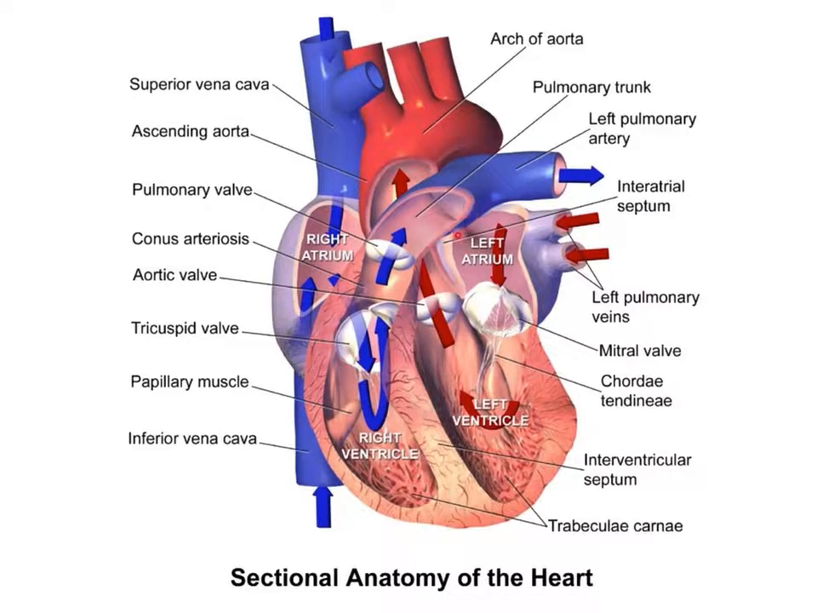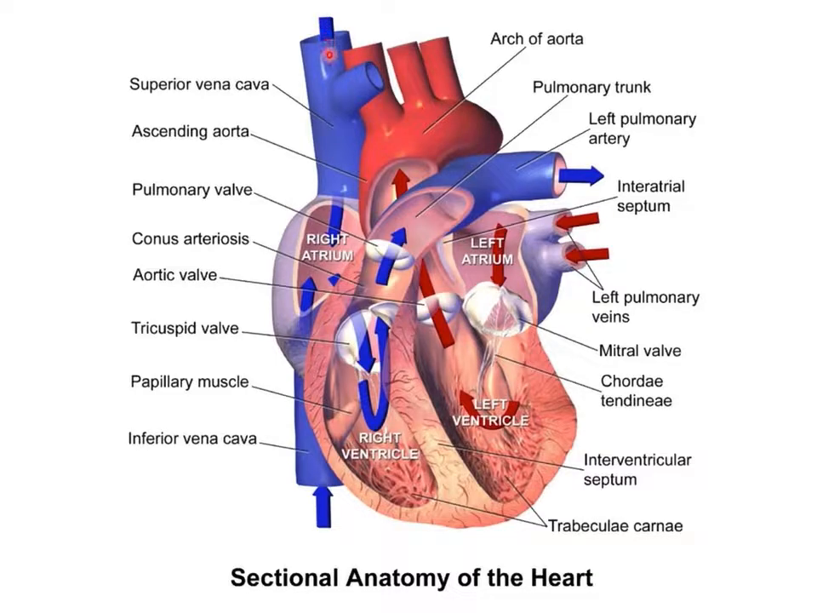So we'll start here. This is the left atrium. Blood comes in from the lungs to the left atrium through this valve called the mitral valve to fill the left ventricle. On each heartbeat, the left ventricle pumps blood through the aortic valve here, out through the aorta, and perfuses the rest of the body.